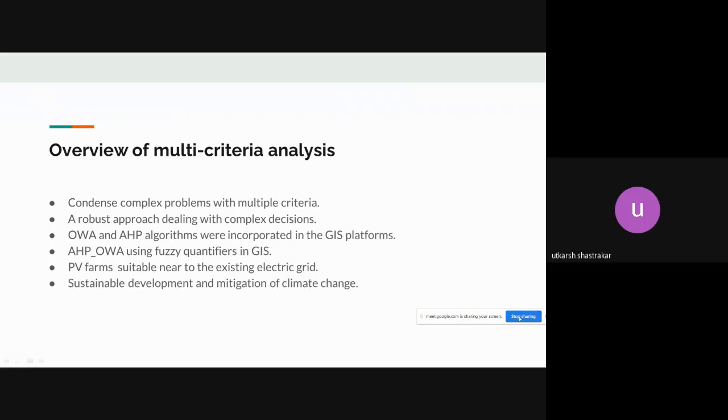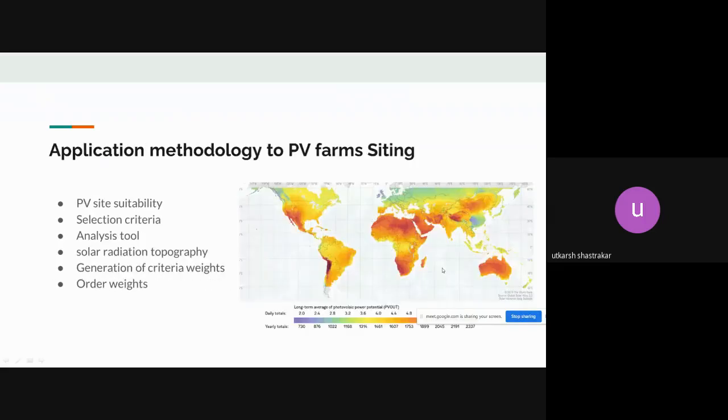Then we have the application methodology for PV farm siting. These are the basic steps or the criteria that are considered. For PV site suitability, one of the most major criteria considered is the radiation level. You can see a map which gives us the long-term average photovoltaic power potential.